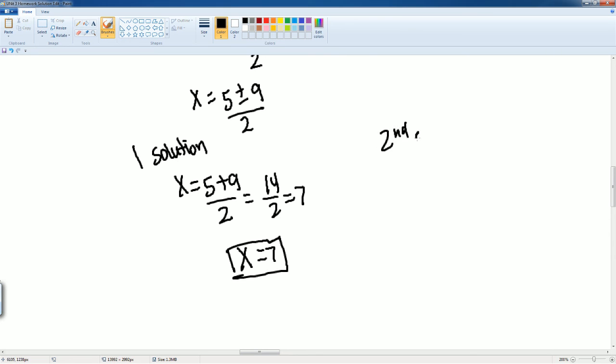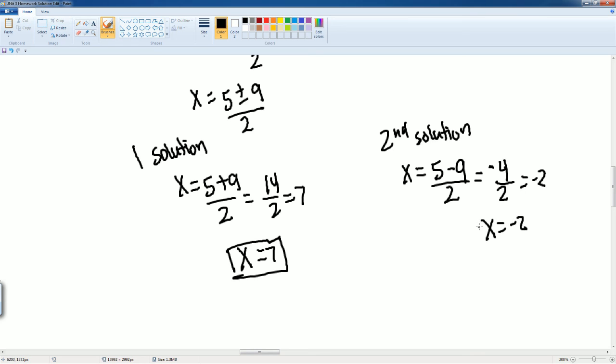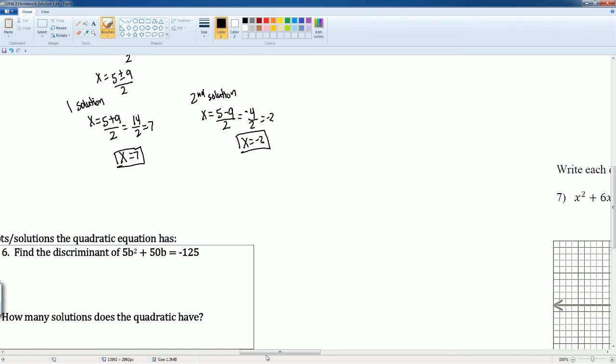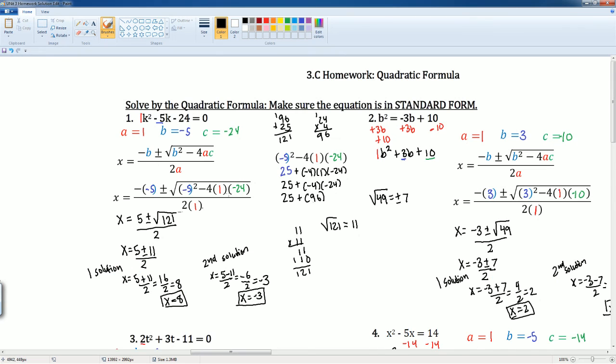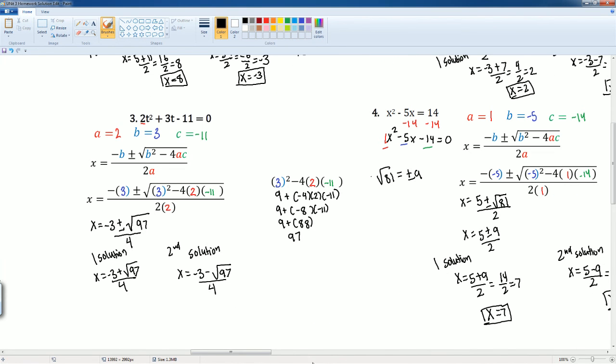And your second solution would be x is equal to 5 minus 9 over 2. So that is negative 4 over 2. Let me see, is that right? Yep. So this gets you negative 2. So x is equal to negative 2 here. Yeah, there you go. Those are your two solutions. All right, so that was solving quadratics using the quadratic formula.